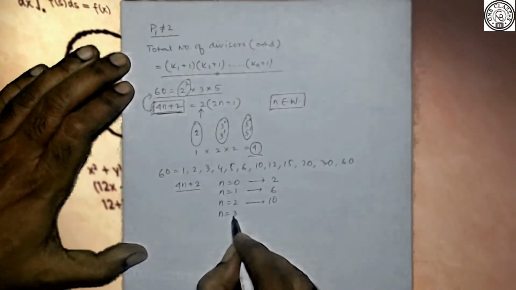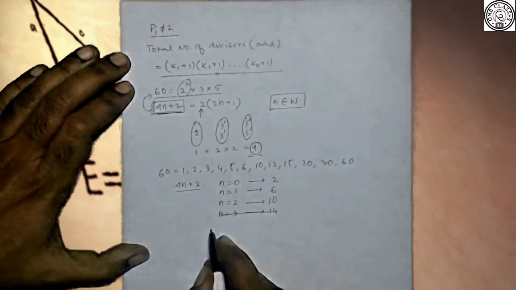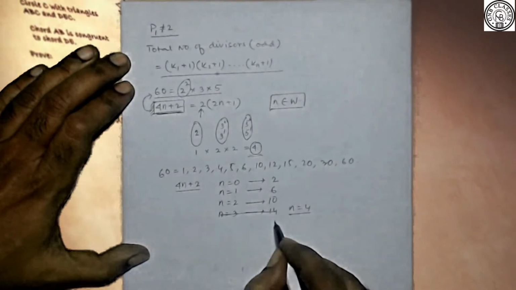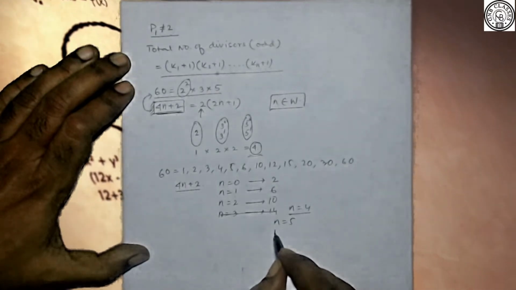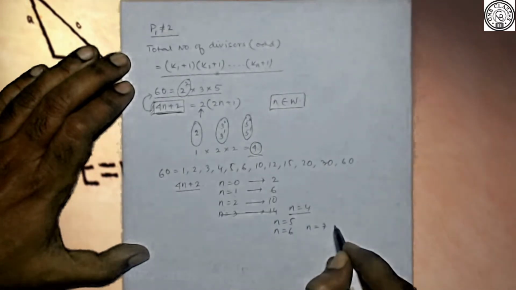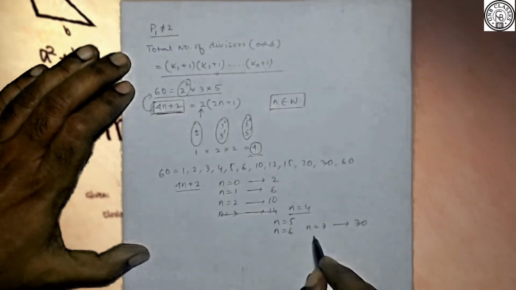If n is 3, we are getting 14, but there is no 14 factor over there, so forget it. If n is 4, no such factors. If n is 5, no. If n is 6, no. If n is 7, yes, we are getting the factor 30. No more factors we will get.